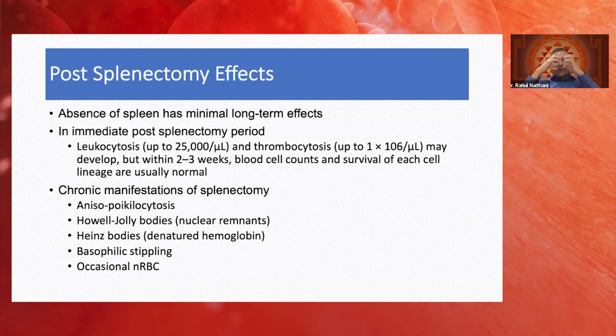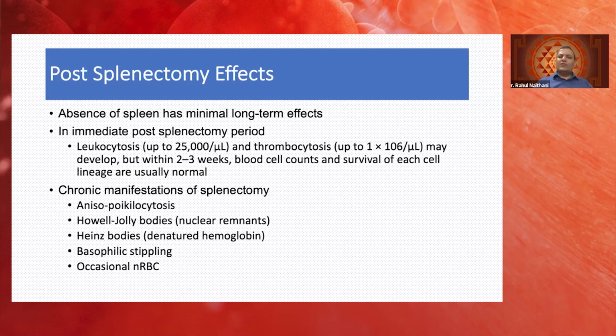So we need to delineate ourselves from our conventional textbook teaching that post-splenectomy infection and sepsis are very bad things. Much of the data is old, and nowadays it is rare for someone to do splenectomy in less than 5 years of age. So in adults, the absence of spleen has minimal long-term effects. In the immediate post-splenectomy period, one can have leukocytosis, thrombocytosis. You remember the spleen pools 30 to 40% of platelets and a similar amount of granulocytes. However, once splenectomy is done, within 2 to 3 weeks, the counts regress. Sometimes this can take up to 6 to 12 weeks.